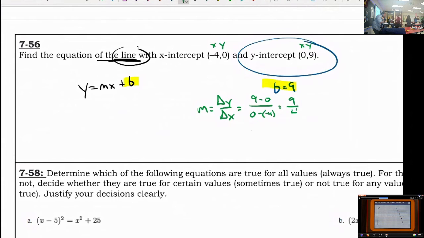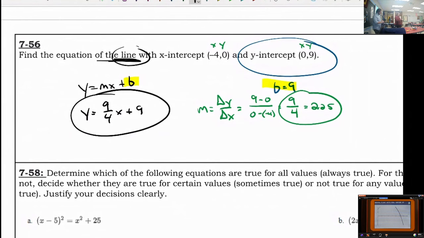This is 9 over positive 4, which is 2.25, but I'm going to use 9/4 because I like the fraction a little better. So the equation of the line is going to be 9/4 times x plus 9. And there is the equation of the line.